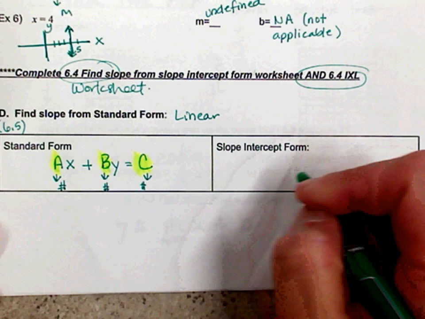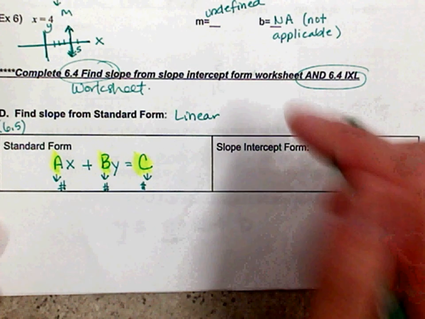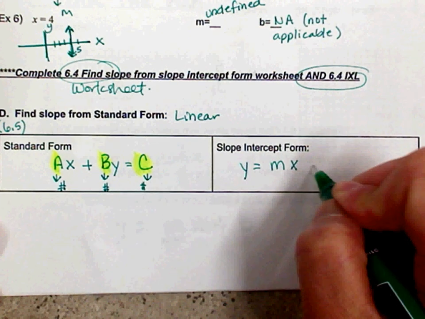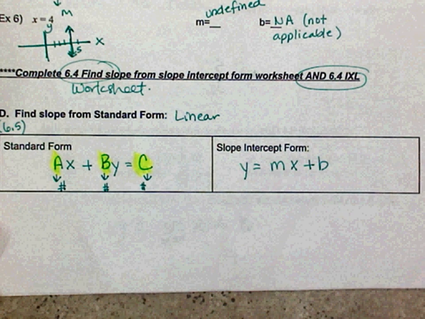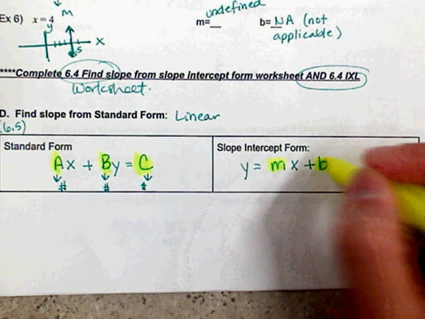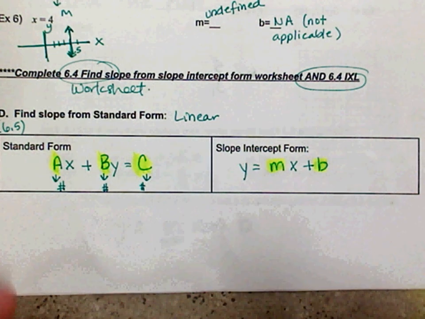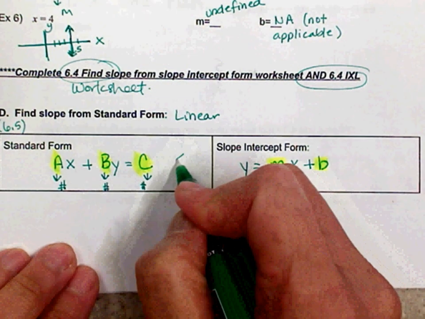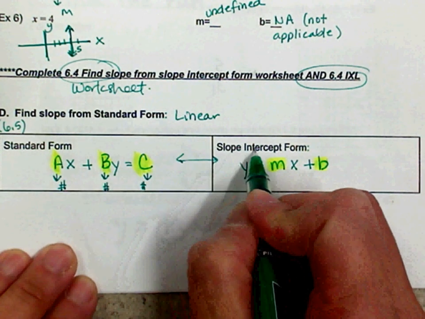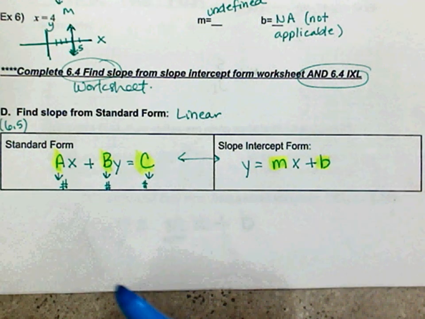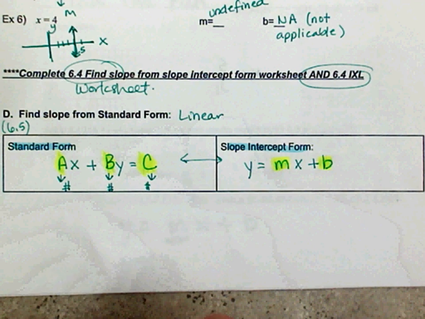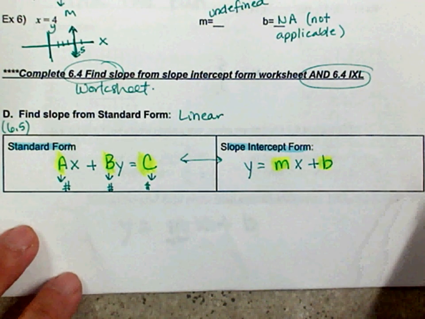Why do you want it in this form? Because this is the easiest way to graph. And that is y equals mx plus b. So you are going to learn to put it in this form. Okay? So we're going to go from standard form to slope-intercept form. So those are the two forms. All right? So that is what you guys are going to learn to do. So let's look at some examples.